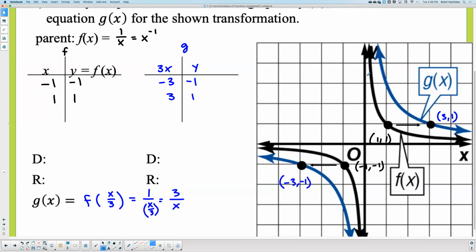Domain and range. What could we not equal here as far as x goes? 0. X could not equal 0, but x can equal all other real numbers. When you multiply that by 3, what's 0 times 3? Still 0. So the domain doesn't change, because all we did was multiply by 3. The range looks like y doesn't equal 0. And we don't change the range, so it stays y does not equal 0.